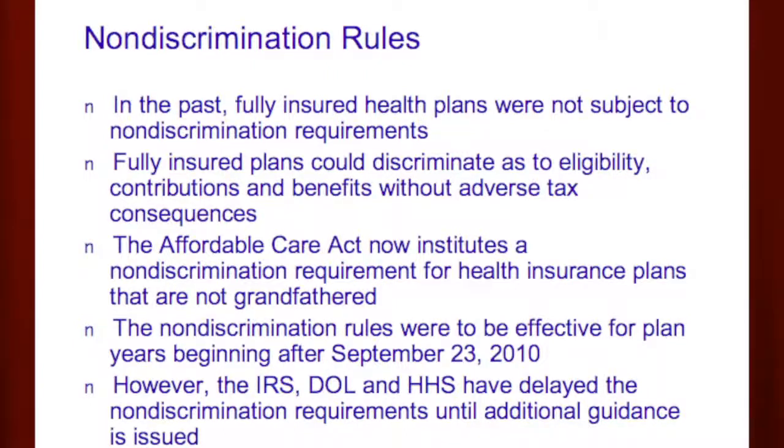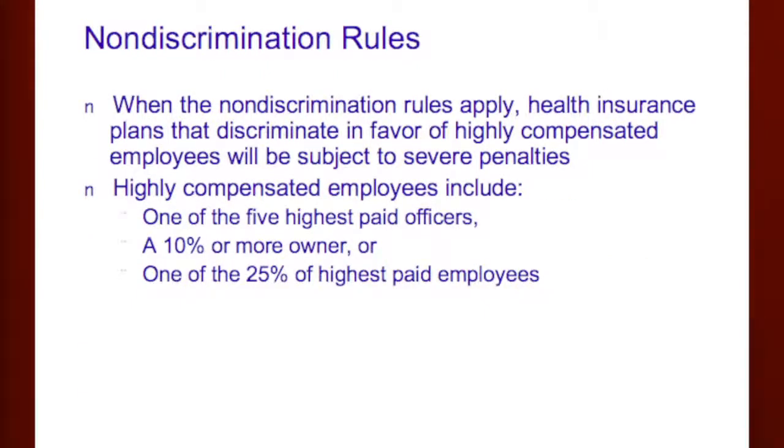And so what happens? Let's talk about what the rules are. Non-discrimination rules apply if coverage is provided to highly compensated employees, as defined here, and not to rank and file employees. Highly compensated employees include the 5 highest paid officers, those that own 10% or more of the employer, and the 25% of the highest paid employees. You cannot discriminate in favor of these employees.